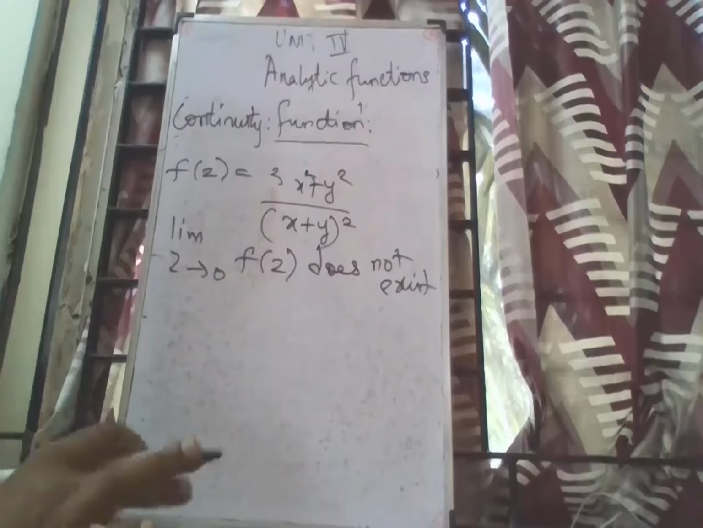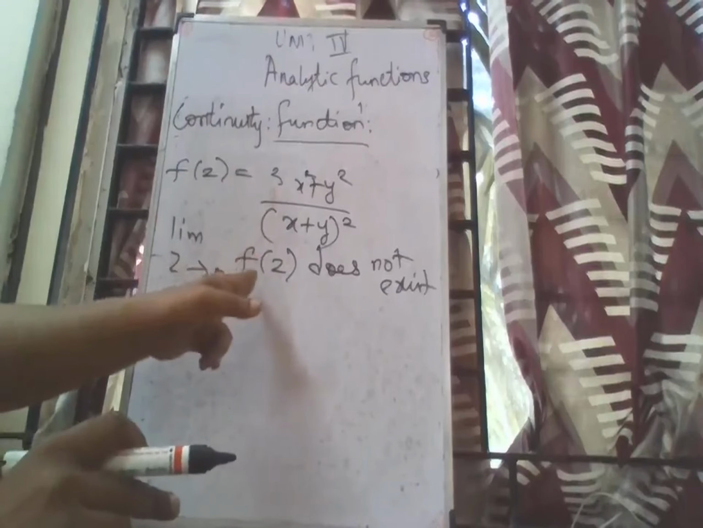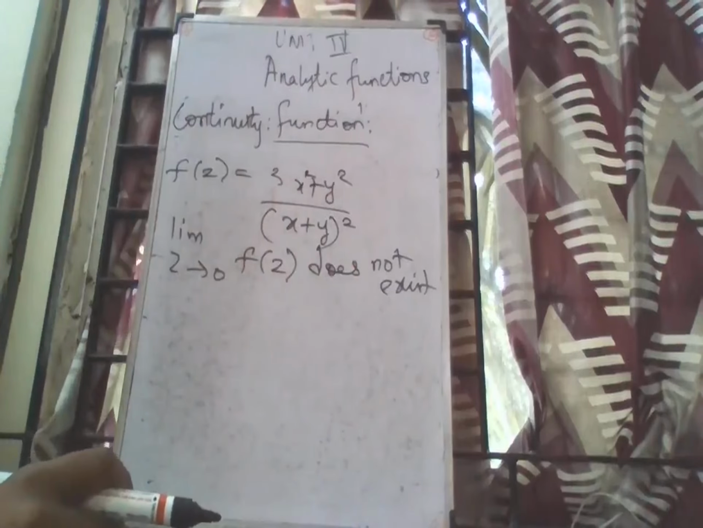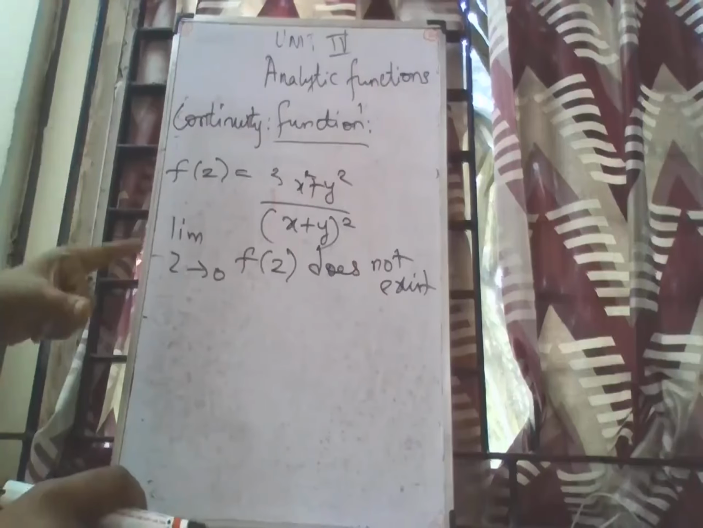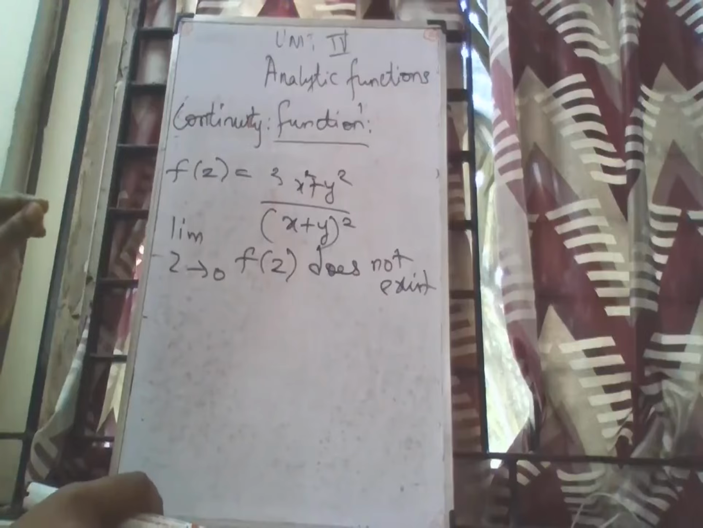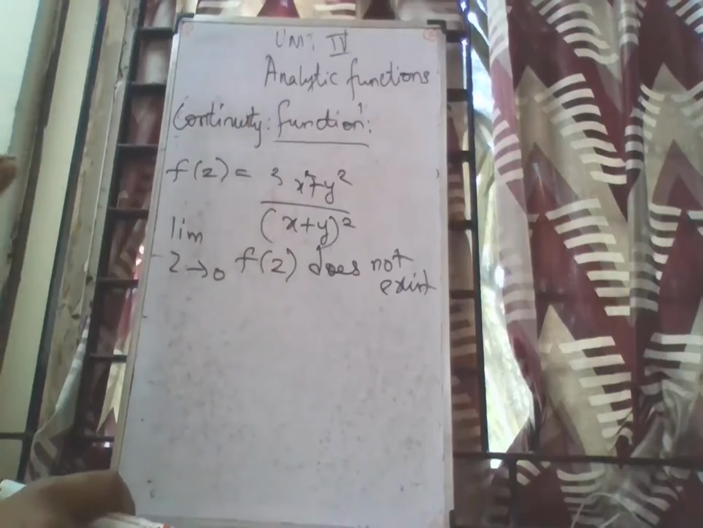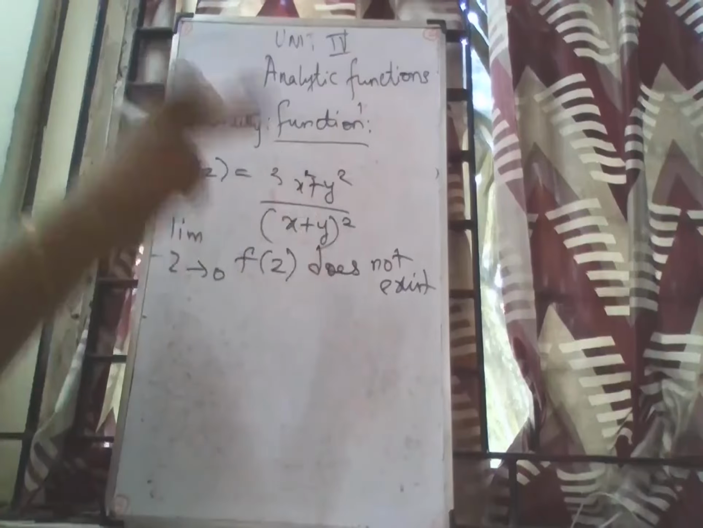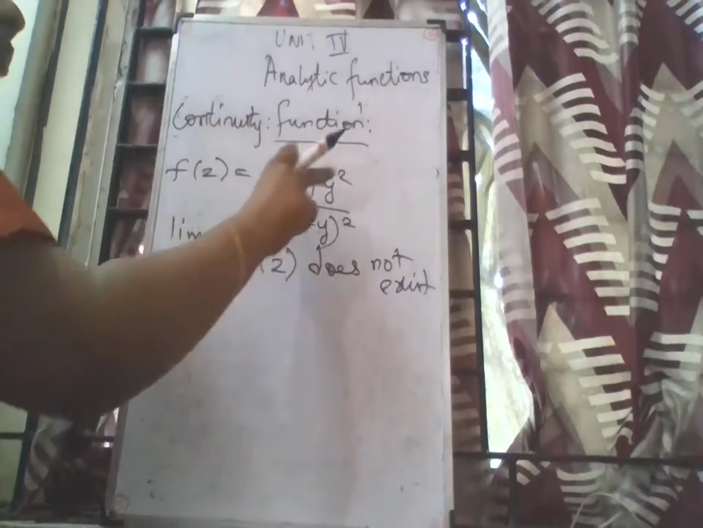We'll give the proof. Before that, try to understand what they are saying: the limit does not exist, in the sense that it is discontinuous. Okay, so does not exist means the function f of z is discontinuous. I'll prove why I say this function f of z is discontinuous.